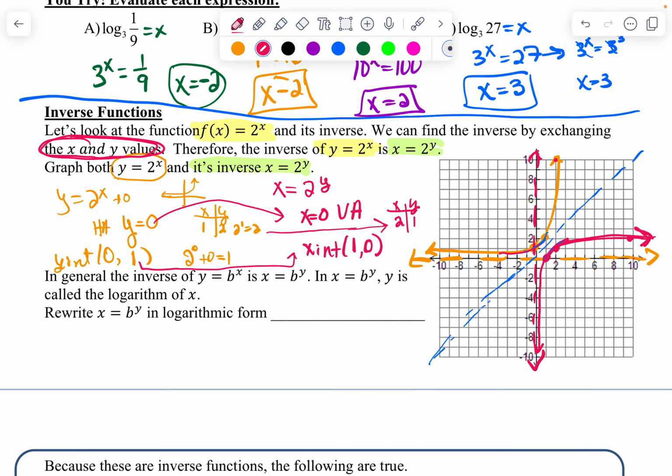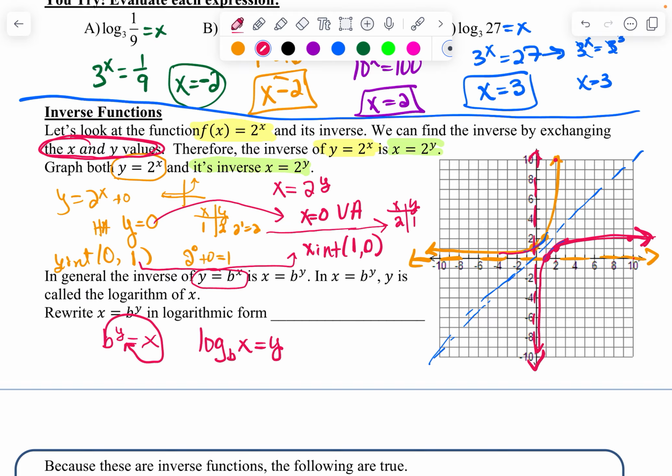Exponential and logs are inverses, okay? So if I look at this next piece, it says, in general, the inverse of y equals b to the x is x equals b to the y. But what does this really mean? If I take x equals b to the y, I'm just going to flip this around because when we did exponentials yesterday, we always had the base on the left raised to a power. So if I do this and I turn this into a log like it's asking, I end up with log base b of x equals y.